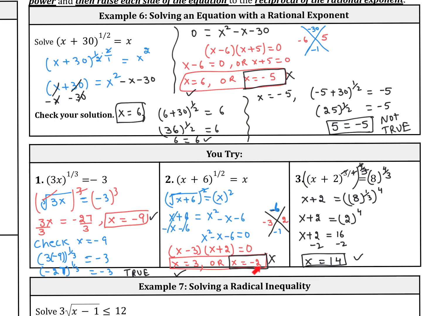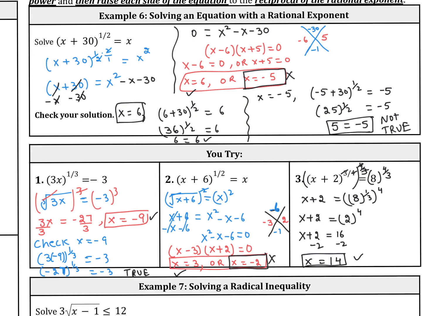There isn't space to do the checking part, but we can plug it in and see if it is true. If x is 3, then 3 plus 6 is 9 and the square root of 9 is 3, which is true. But when we put x equals -2 in, you cannot have a square root equal to a negative, so this is not your answer.